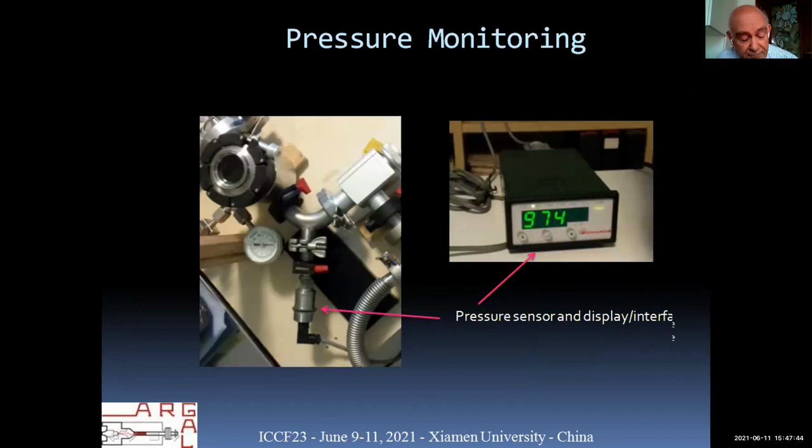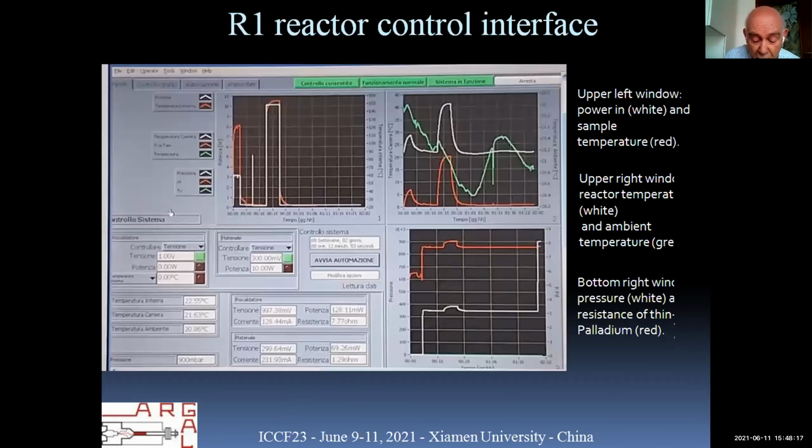Pressure monitoring. Here we have represented the scheme for detecting the pressure inside the reactor. Pressure is the most important parameter for controlling the absorption of hydrogen by the sample. For this purpose, we have a piezoelectric sensor here that measures the pressure and an interface that displays its value and is connected to the computer that controls the experimental parameters.